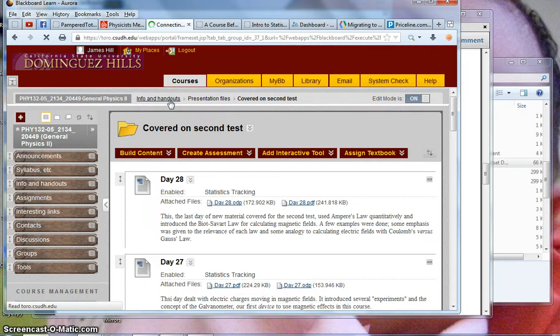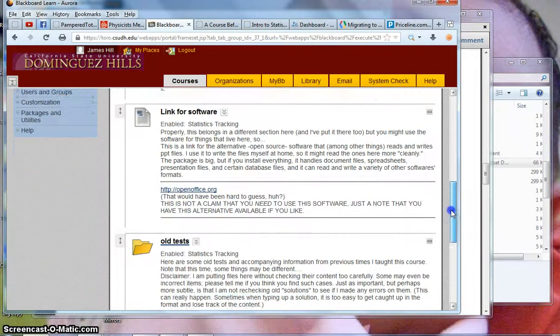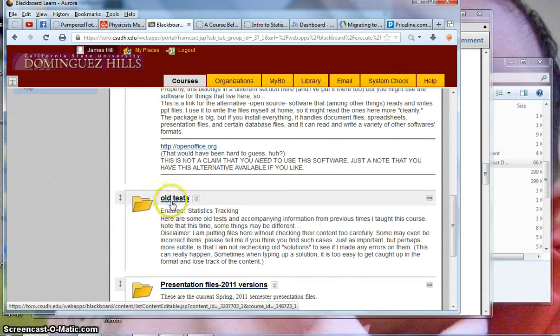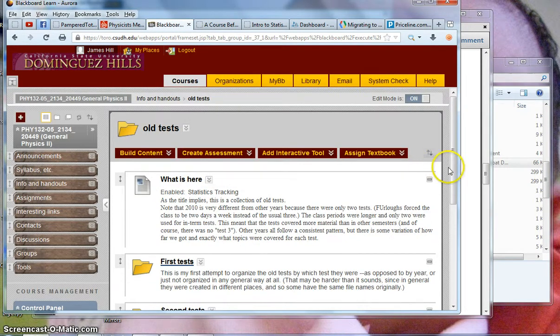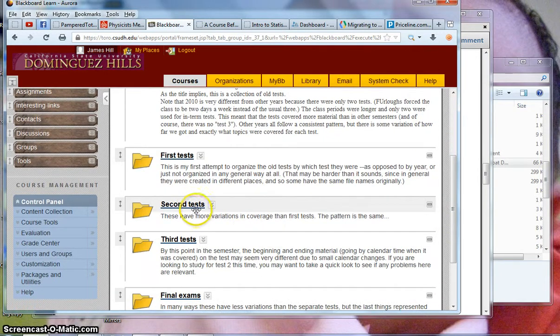Remember that in the info and handouts section, it also has the old tests. As I mentioned a little while ago, we're taking a second test, but you might also want to look quickly at what some of the third tests have to see where they ask you to do things like calculate magnetic fields. And I'll show you an example in a minute.